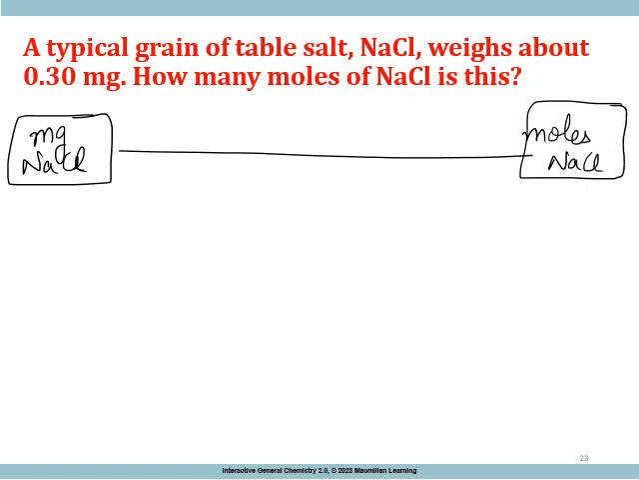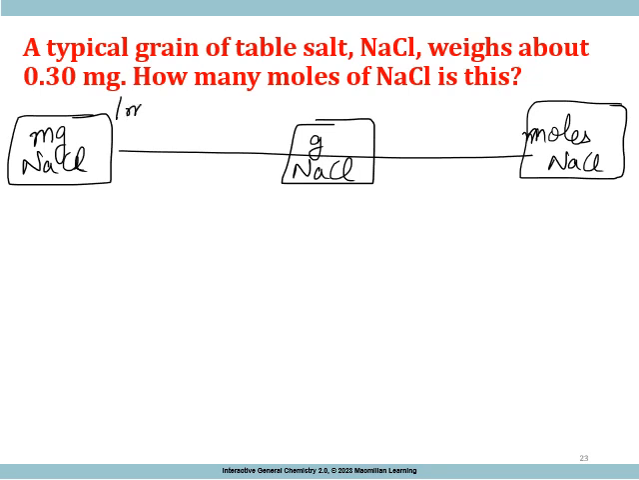How will I find moles? Remember, if grams are given to you, you can relate it to moles by using molar mass, because my molar mass is in grams, but what's given to me is milligrams, which means I'll have to first convert my milligrams to grams of NaCl. Then I can convert grams to moles. What is the conversion factor here?